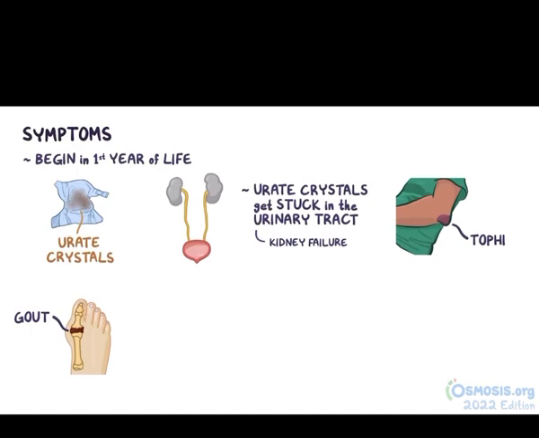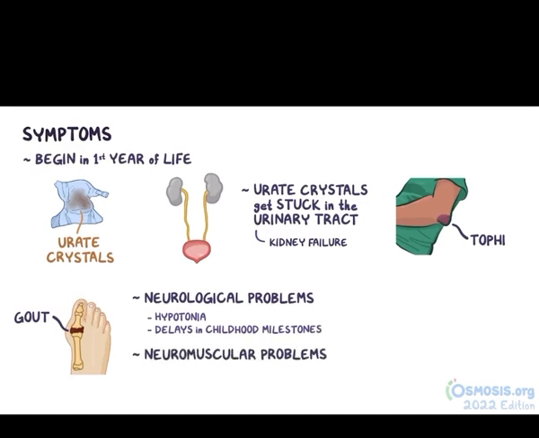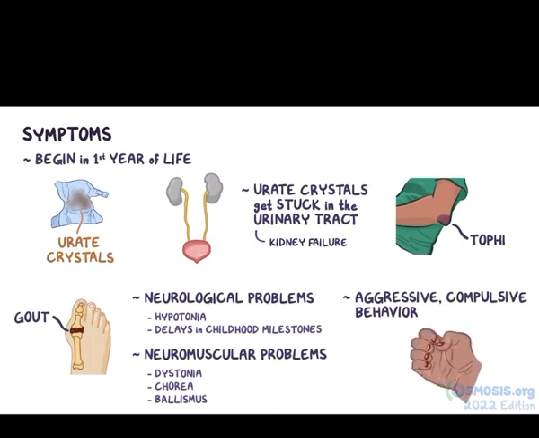Individuals with Lesch Nyhan syndrome also have neurologic problems like hypotonia or decreased muscle tone, and have a delay in reaching childhood milestones like walking and talking. Neuromuscular problems are also common, like having involuntary muscle movements, dystonia, chorea, which is characterized by brief jerky movements, and ballismus, which is characterized by flinging of the limbs. Finally, these individuals usually have aggressive, compulsive behavior, often resorting to self-injury, such as nail or finger biting and headbanging.